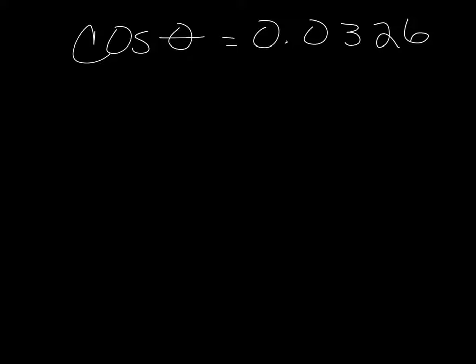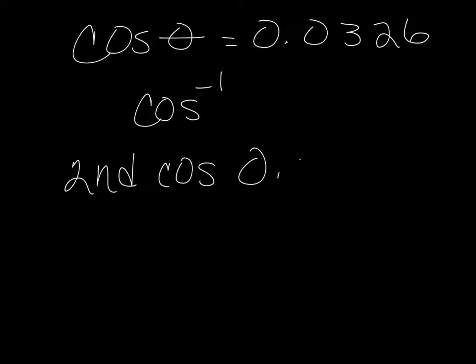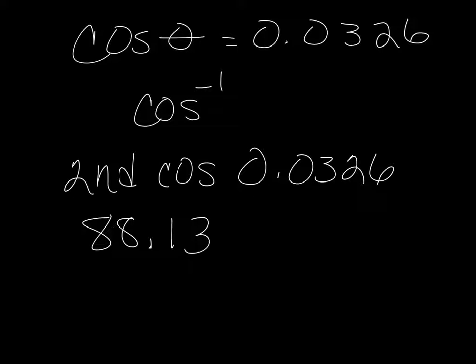So if you remember from my video about the calculator, there was a button on your calculator that looked like this. So if you hit second cosine and 0.0326, it is going to give you the angle that comes from. So if I hit second cosine 0.0326, I get an angle of approximately 81.13. We're going to use approximate. It doesn't tell me how to round, so I'm just going to round to 2 decimal places. So that's the angle that these are coming from.